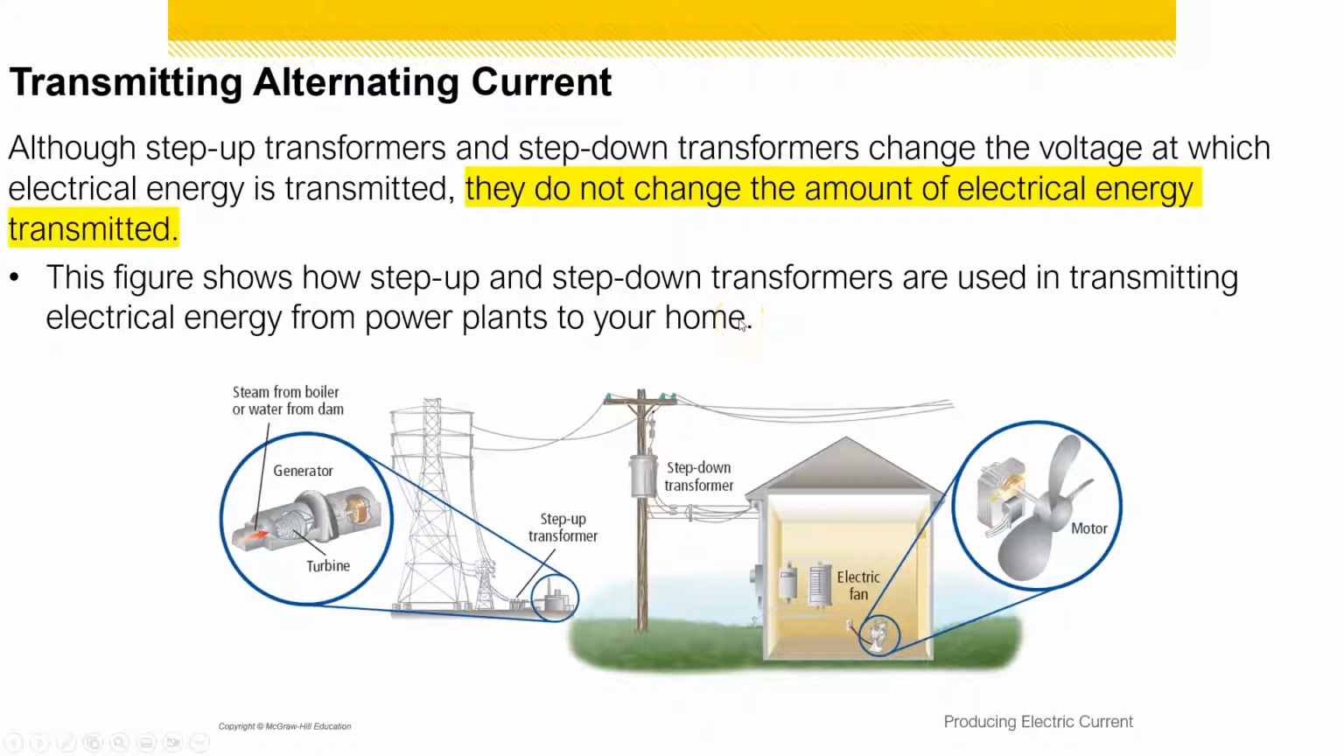Okay, transmitting alternating current. All those step-up transformers and step-down transformers change the voltage at which electrical energy is transmitted. They do not change the amount of electrical energy transmitted. So, I just talked about this. The energy, the power is still the same. It's just the current that has changed, right?